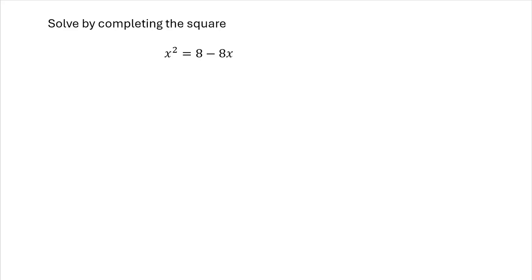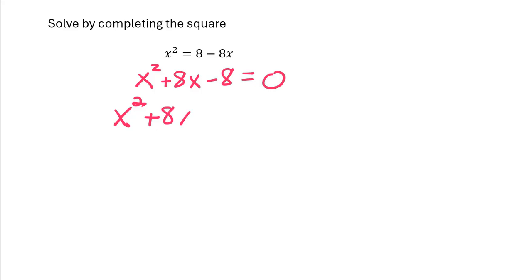So the first thing we're going to do is get everything on one side. So we'll subtract 8 and add 8x on both sides so that we'll end up with x squared plus 8x minus 8 equals 0. And now what we want to do is move that negative 8 back to the other side, add 8 on both sides. And we're going to leave a blank here so that we can add something.